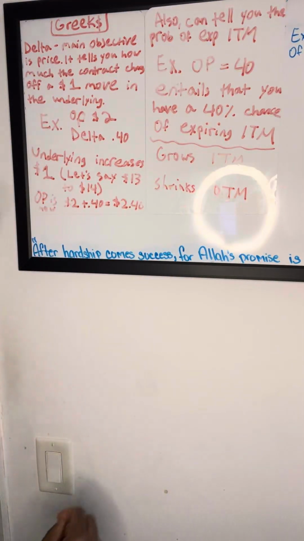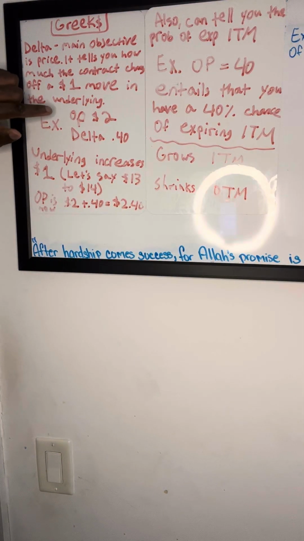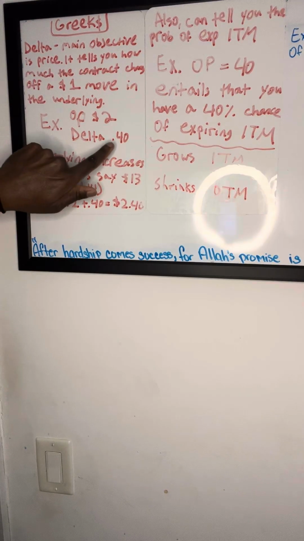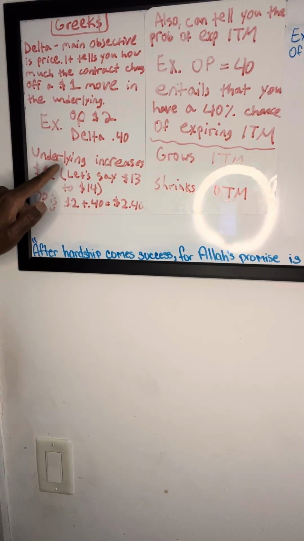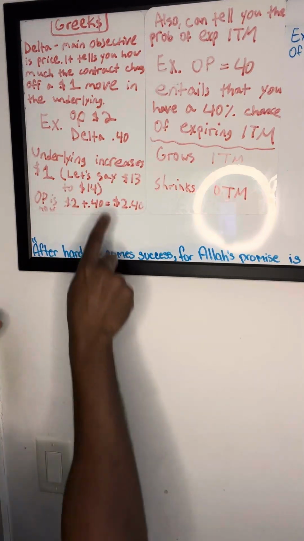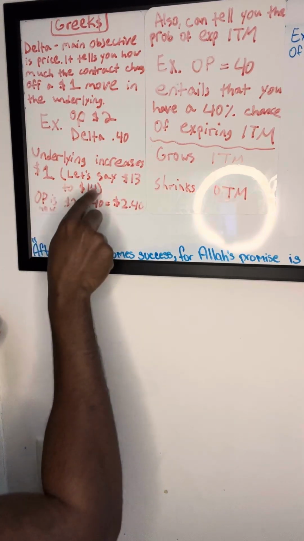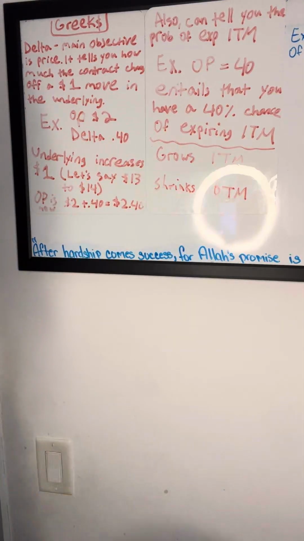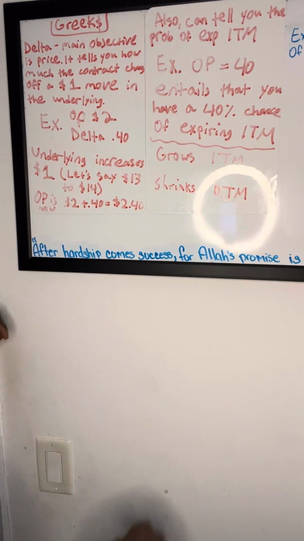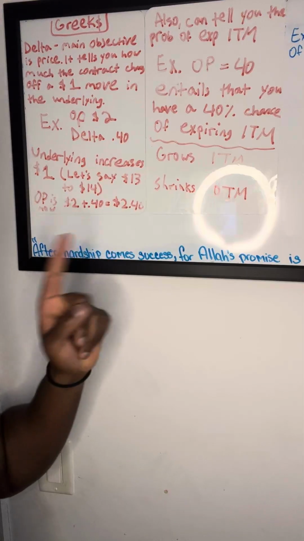which is why here I have an example. The options premium is $2. The delta itself is 0.40. So if the underlying, which is the stock, increases $1, let's say the underlying price was $13. If that $13 moves to $14, which is a $1 move in the underlying instrument, the instrument being a stock in this particular video, the options premium is now $2.40.